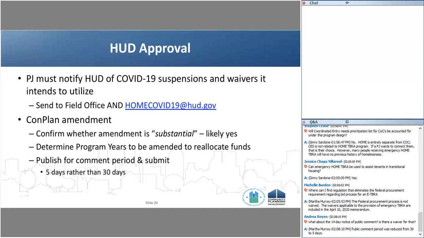And finally, you're going to need to prepare your formal con plan and or action plan amendments, which we've already noted are likely to be substantial under most of your citizen participation plans. Make sure you're really clear on which program years are being affected. And again, you do need to publish those for comment for at least 5 days, but not the full 30 that we would typically have to do.